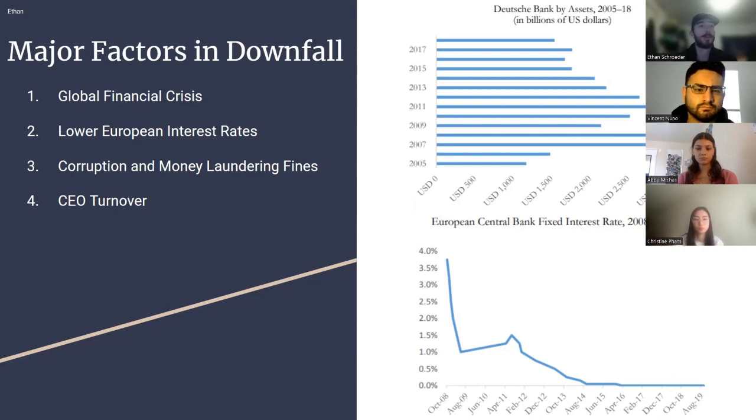And a third factor in their downfall was from the corruption and money laundering that had come to light. They paid $7.2 billion in fines for mis-selling U.S. mortgage securities and laundering money out of Russia. And over the course of 2000 to 2019, they paid a total of $17 billion. And a fourth factor we identified in their downfall was the CEO turnover. Shareholders were constantly pressuring the bank to turn itself around, but they didn't really give the CEOs a lot of time to do so. And this resulted in a lot of half-baked turnaround plans that never really had enough time to be carried out.